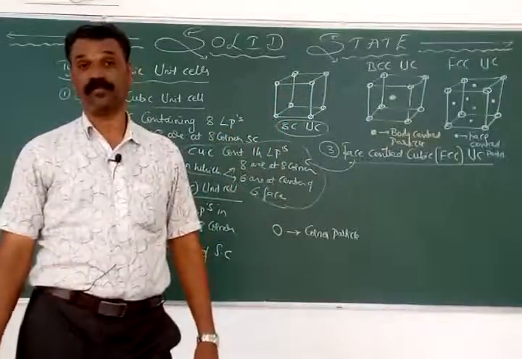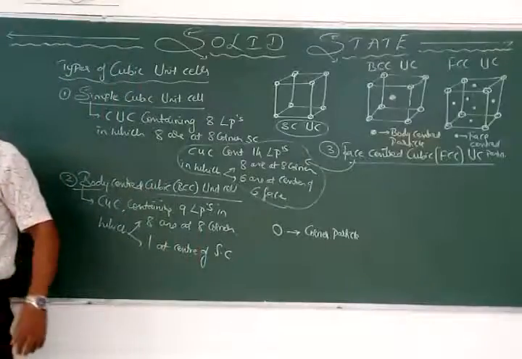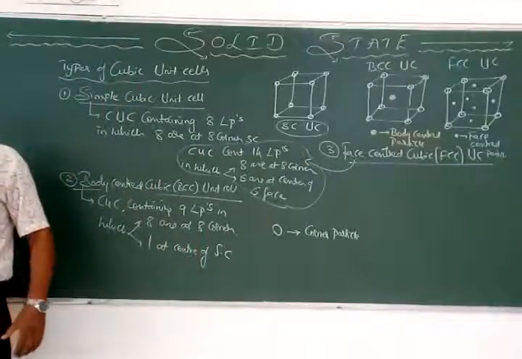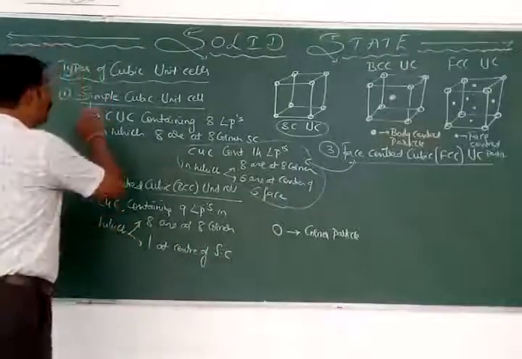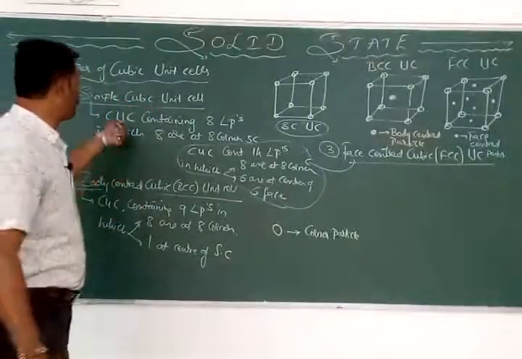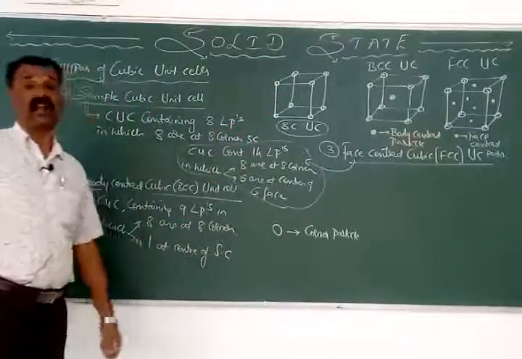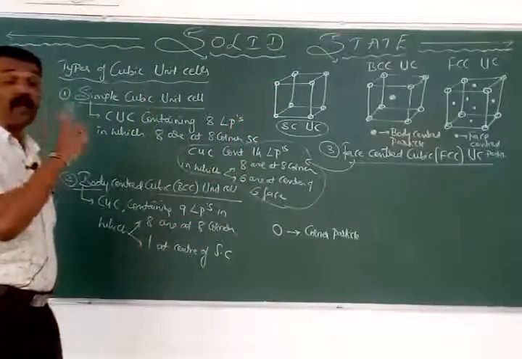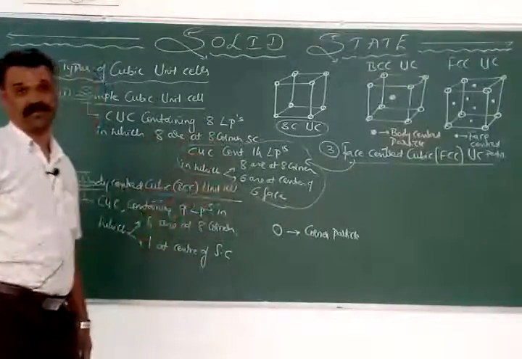Means, based on the number of lattice points and where these particles are situated, the cubic unit cells are of how many types? 3 types. The first one is the simple cubic unit cell. The simple cubic unit cell is a cubic unit cell consisting of how many lattice points? 8 lattice points, in which all the 8 particles are at the corners.